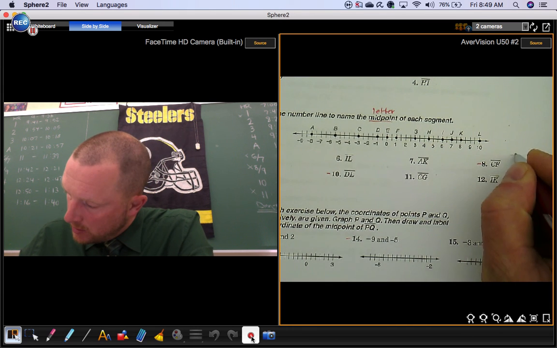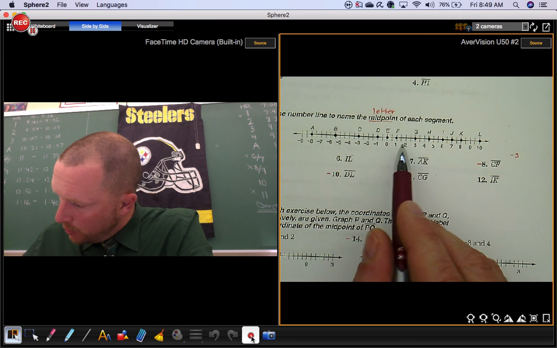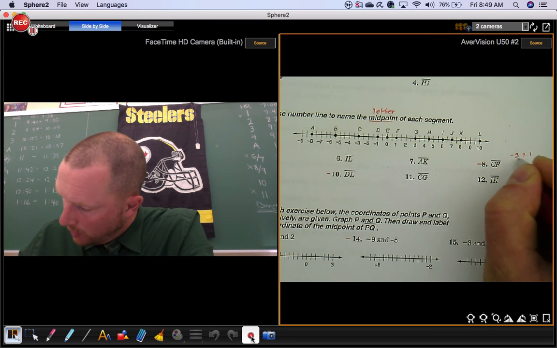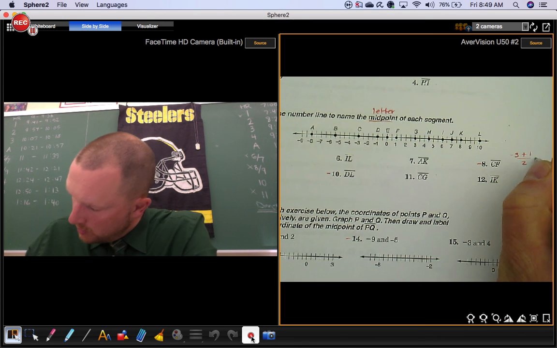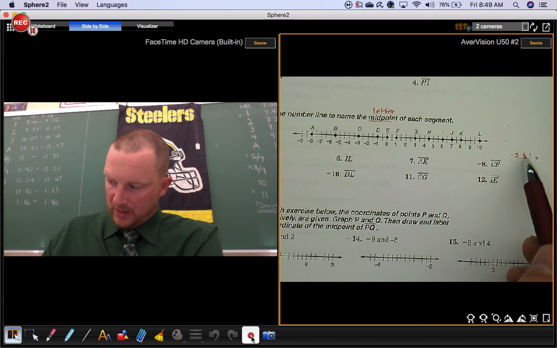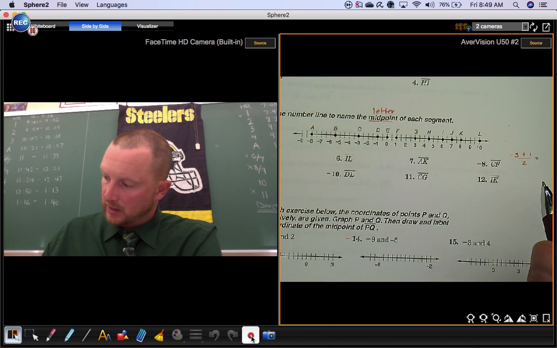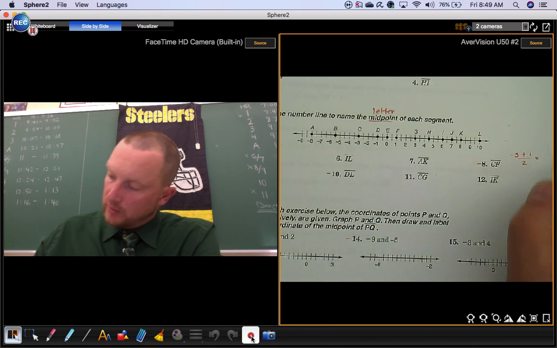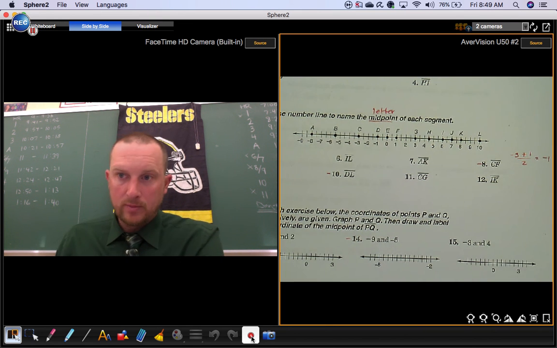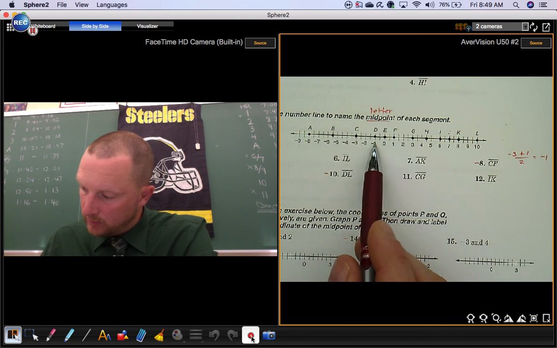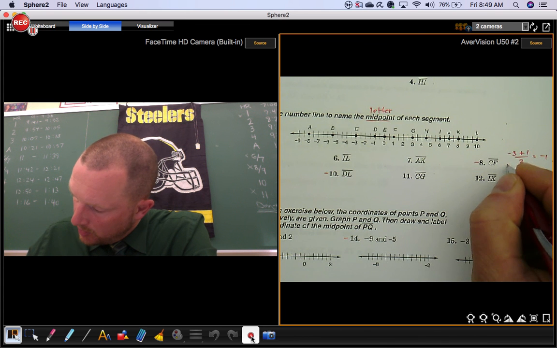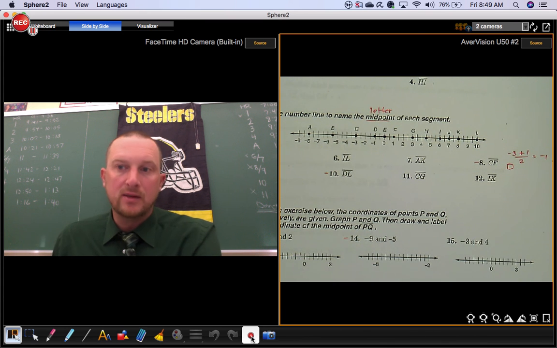Point C lives at -3. Point F lives at +1. We need to add those and divide by 2. -3 plus 1 is -2, and -2 divided by 2 is -1. That's the coordinate of our midpoint, -1. So the midpoint is D. That's your answer, D, point D.